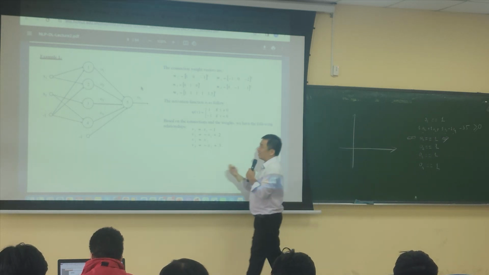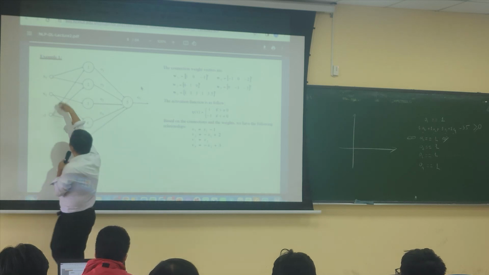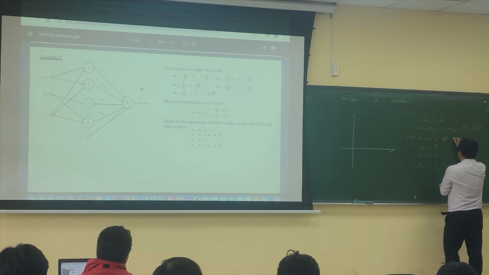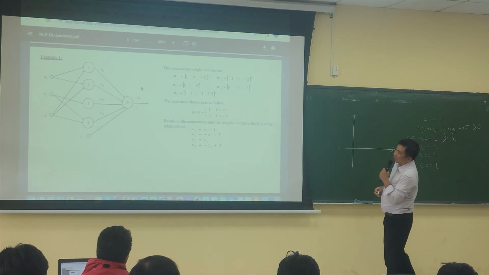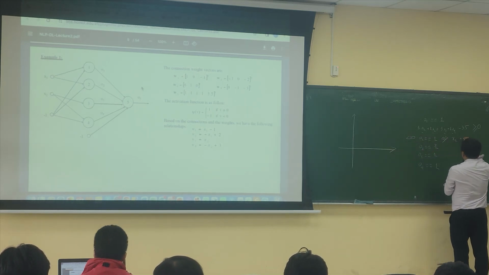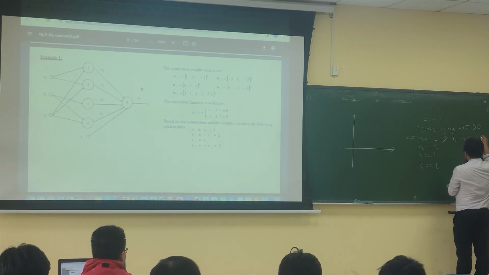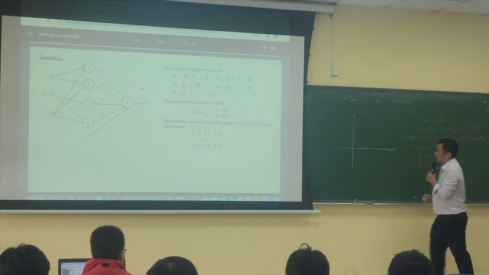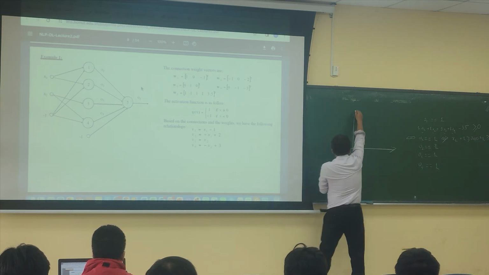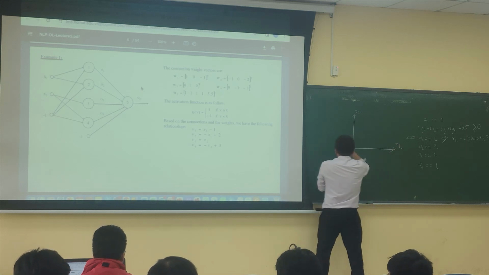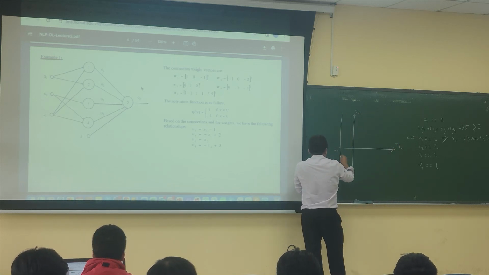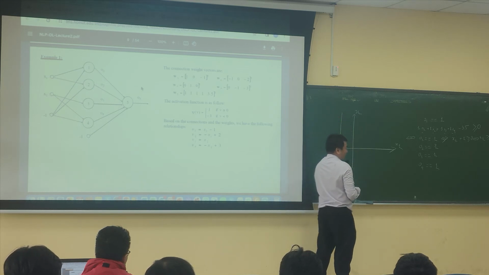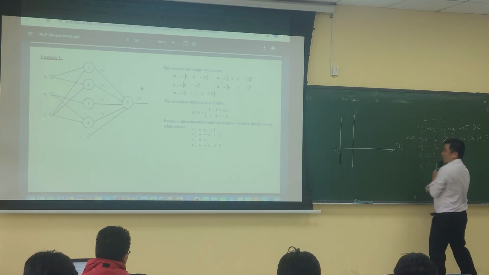So once again, we consider the dot product between the input and the weight of 1. So it means S1 plus 1 greater than 0, which is equivalent to S1 greater than minus 1. So this is minus 1, this is S2, this is S1. Greater than minus 1 means S1 must be on the right side of this vertical line in order to activate O1.